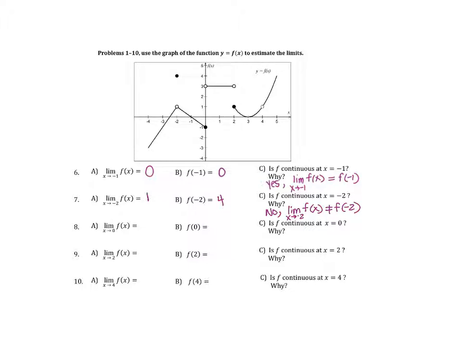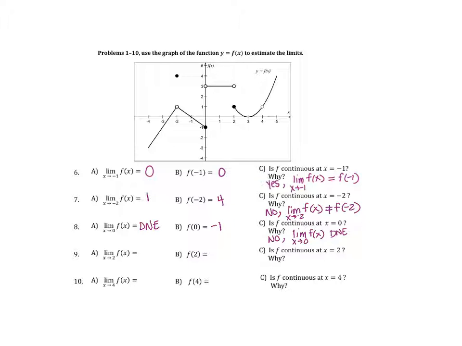Number 8, very similar. Notice that our limit did not exist. The actual function's value at 0 is negative 1. And here in part C, are we continuous at x equals 0? And the answer is no. And the reason why here is because our limit did not exist. The limit as x approaches 0 for our function does not exist. So we can't be continuous.